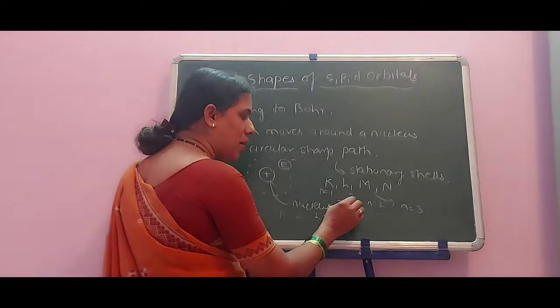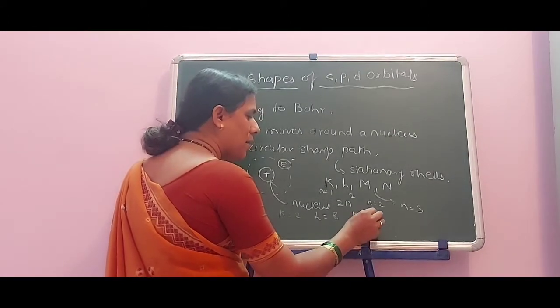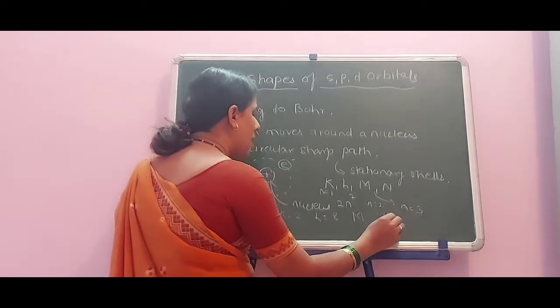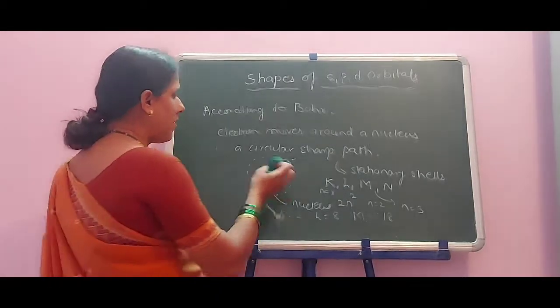How many electrons can the L shell accommodate? 8 electrons. How many electrons can the M shell accommodate? 18 electrons, and so on.